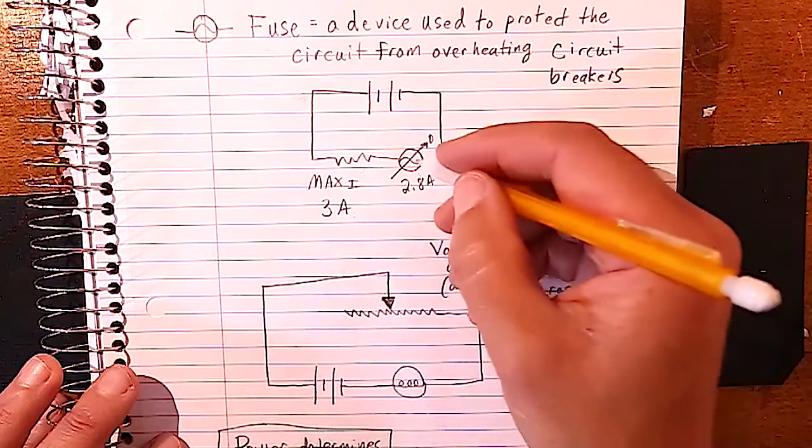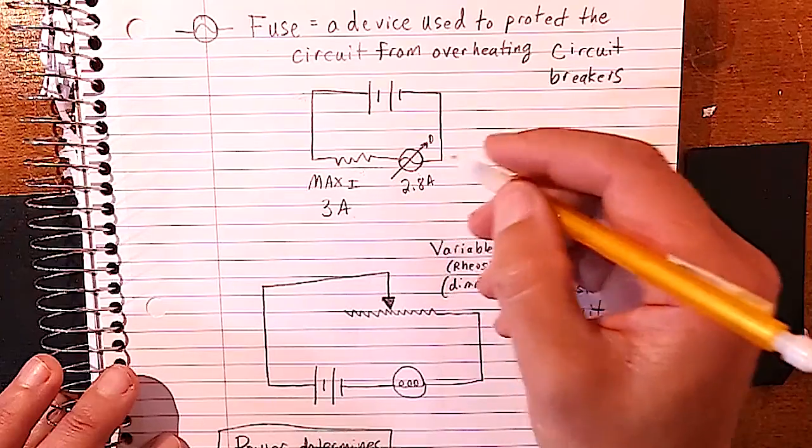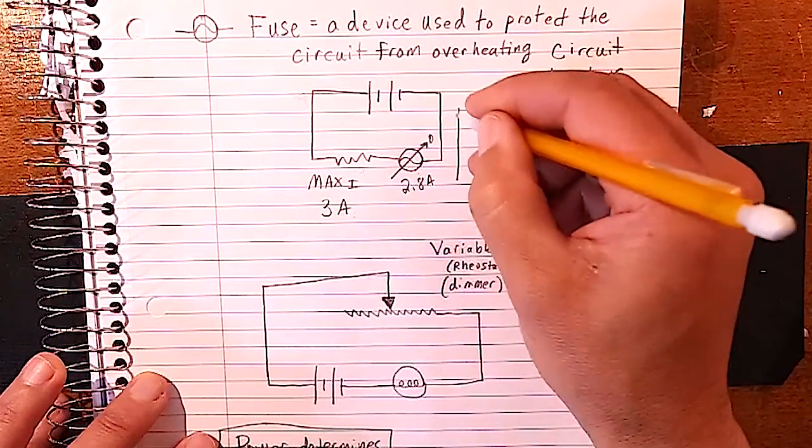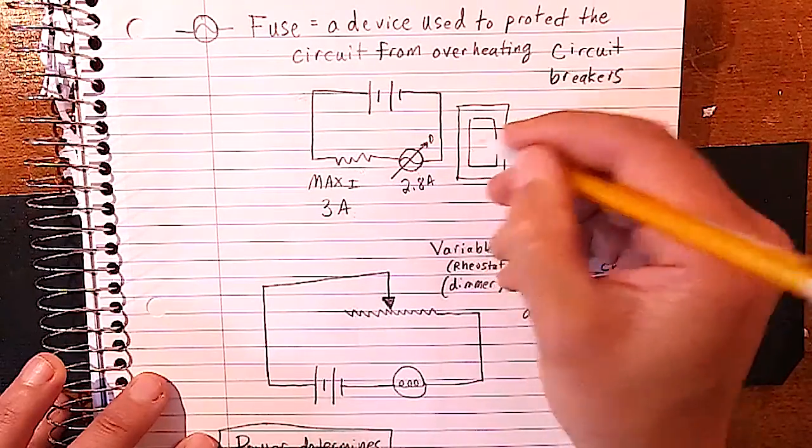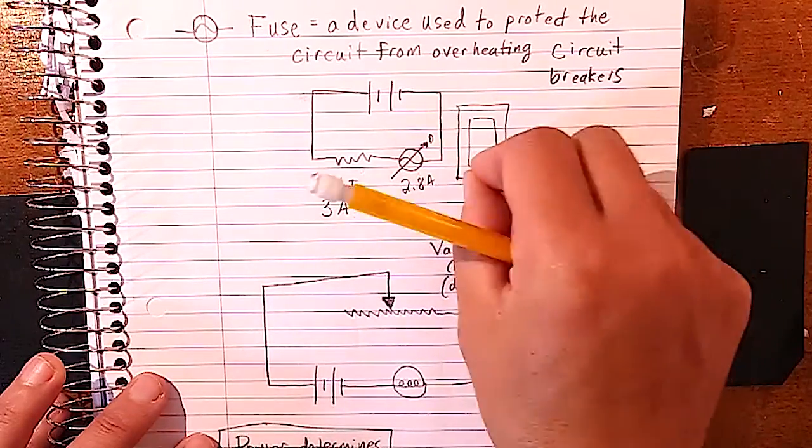A circuit breaker works in a very similar way, and there are panels in your house that have a little door. It's a metal door usually. It opens up, and there's all these black switches.